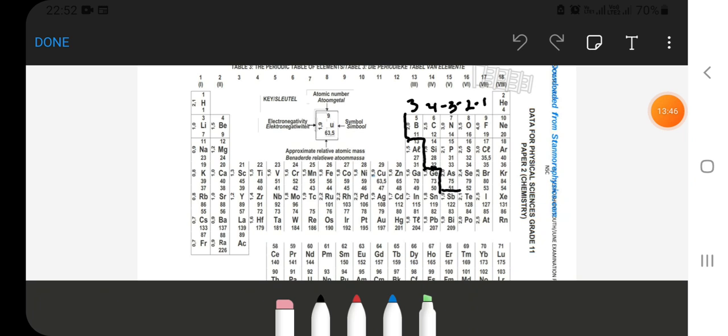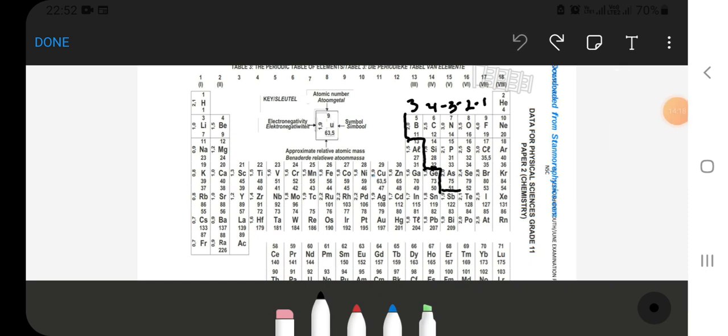Now we're going to bond C and O. Okay, so that is what we're going to bond, C and O, which is carbon and oxygen. So let's look at how many valency electrons carbon has first. It has 1, 2, 3, 4. So carbon has 4 valency electrons. So remember, carbon has 4.